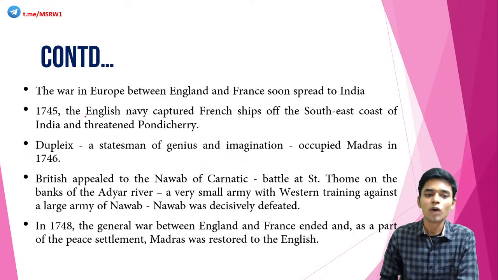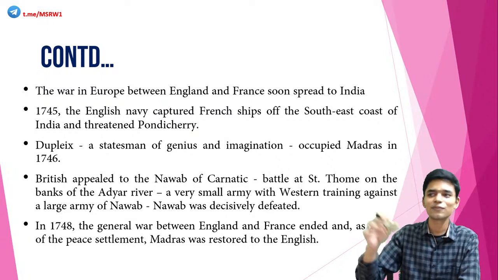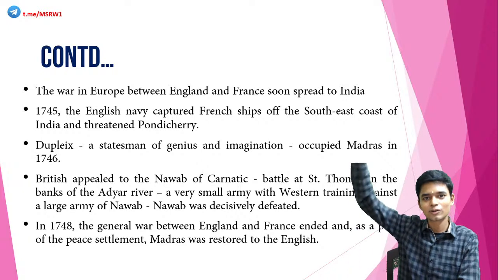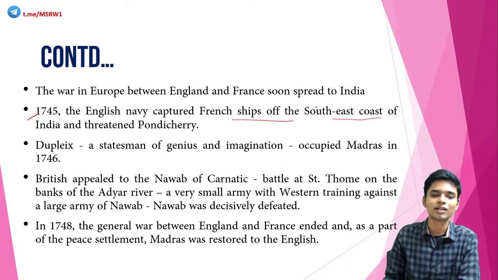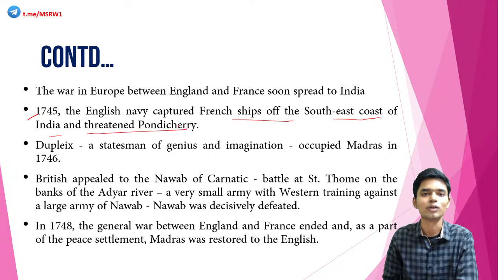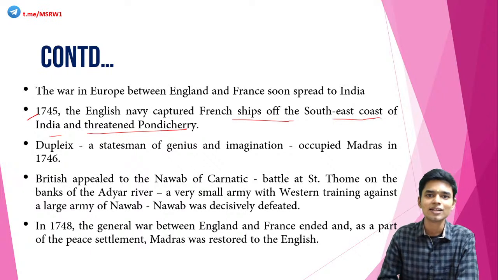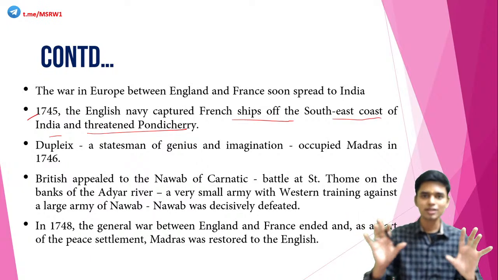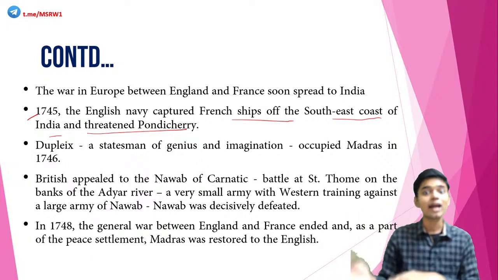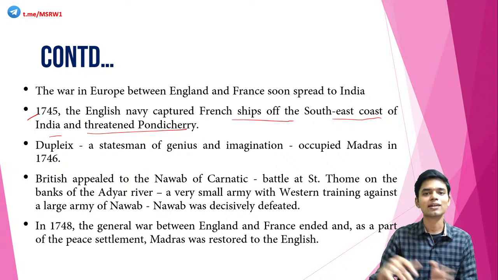So the war in Europe between England and France soon came to India also. Obviously, in India also French and British powers are there, so the war going on there had its repercussions in India as well. In 1745, the English Navy captured French ships off the South Indian coast and threatened Pondicherry. This is how it begins in India. The English Navy was very much superior to the French Navy. In oceans, England is better than France. On land, France is better than England.